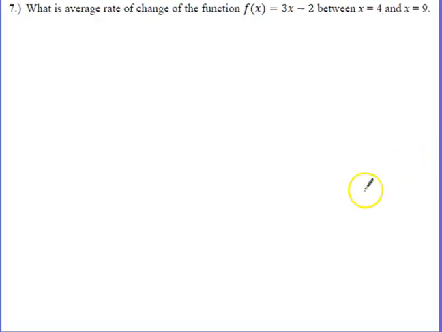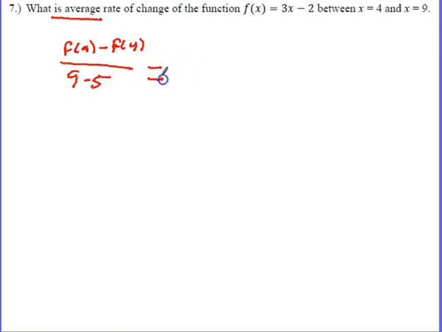Moving on to average rate of change, that is just like slope. So in this case, to find average rate of change, we are going to do f of 9 minus f of 4 over 9 minus 4. It's your change in your outputs over your change in your inputs. So f of 9, we plug in 9 to this, so 3 times 9 is 27, minus 2 gives us 25.